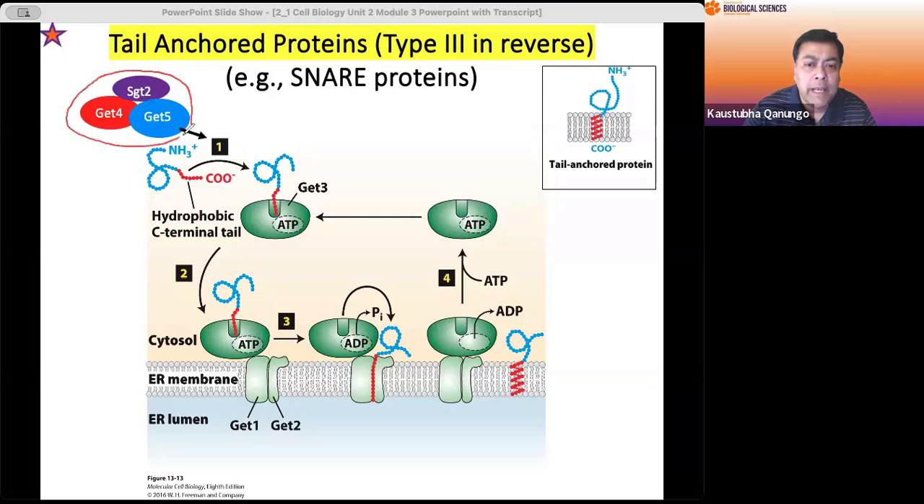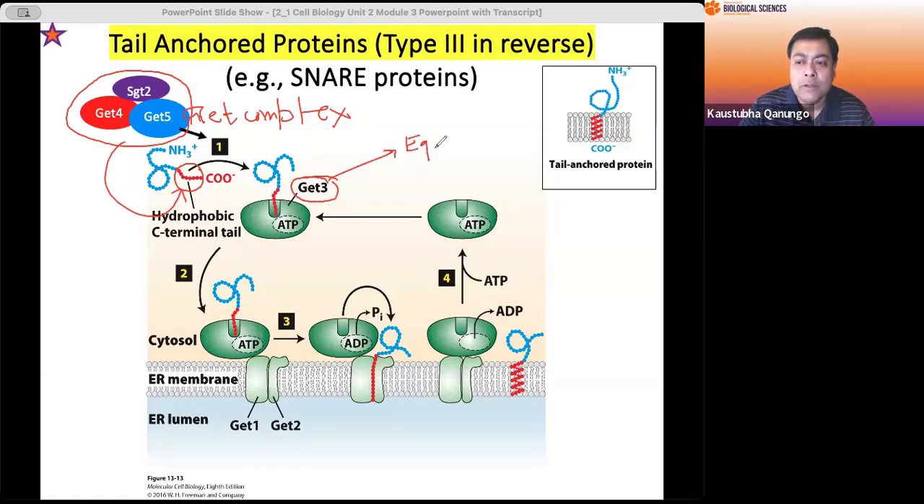Immediately, a couple of proteins, GET4, GET5, and SGT2, which we call the GET complex, come over. You do not have to memorize individual names, just remember this is the GET complex protein. They recognize the hydrophobic sequence and immediately cover it. So these proteins sequester the protein first, and then hand it over to the GET3 complex. This is equivalent to SRP, but SRP brings the ribosome, while this brings only the protein. This is one of the differences.